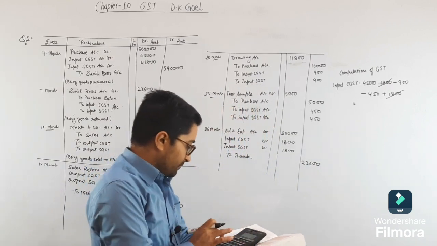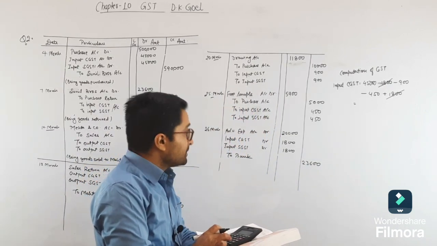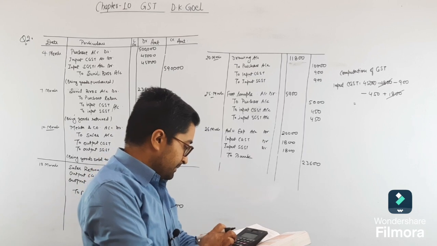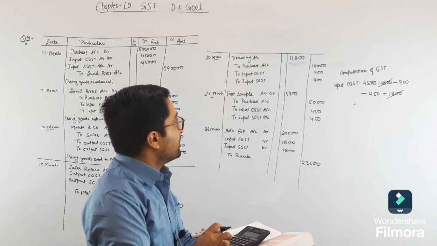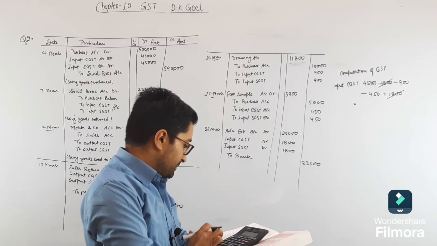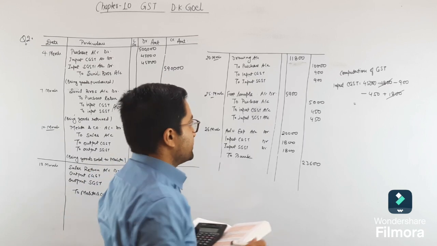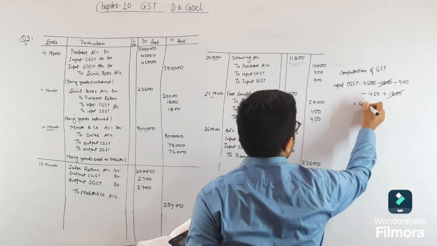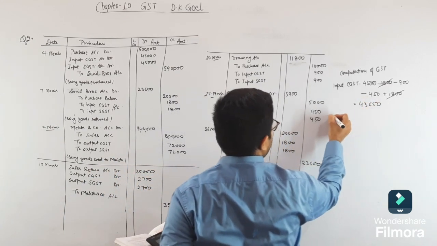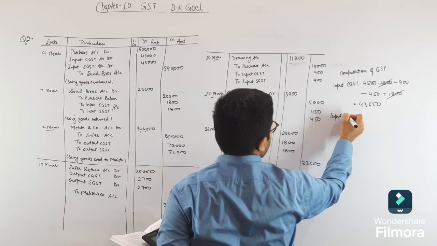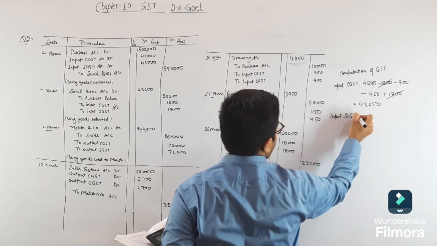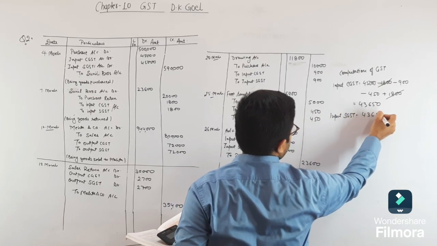Now 45,000 minus 900 minus 450. 43650. Amount is 43650. Input SGST will be the same, 43650.